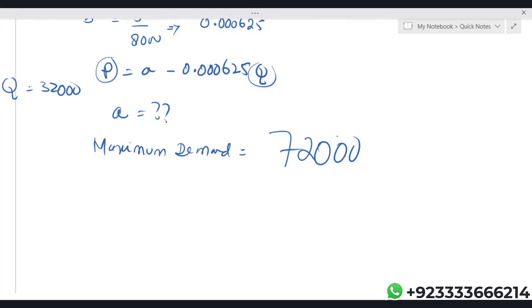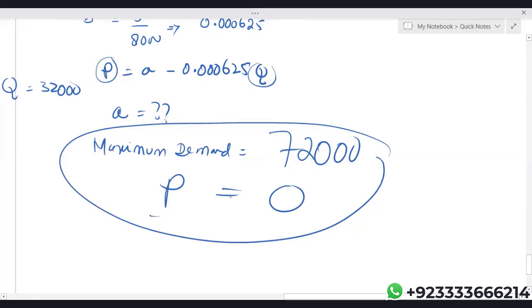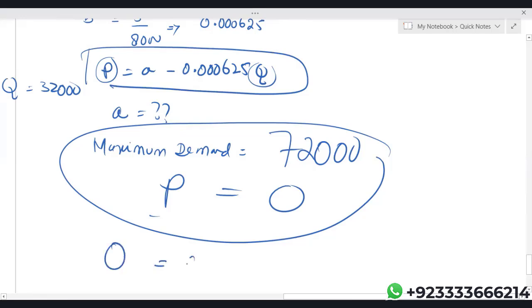Now, please listen to me carefully. If you keep the price 0, obviously demand will be maximum. Obviously, at price 0 you can achieve the maximum demand, which is 72,000. I have the relationship now, price and demand. I can use this relationship in the demand function to calculate A. 0 is equal to A minus 0.00625 into 72,000.